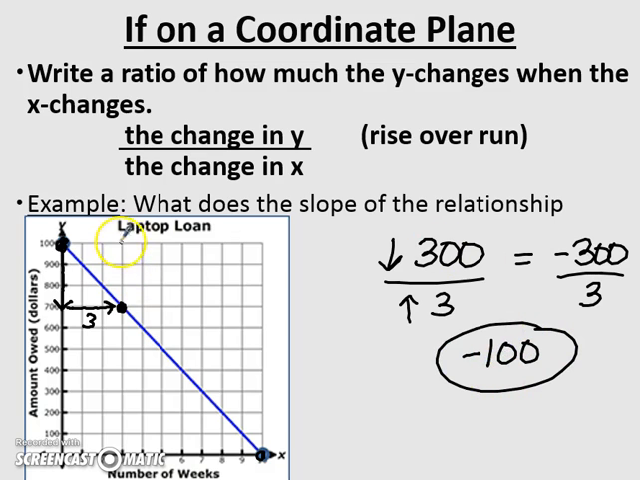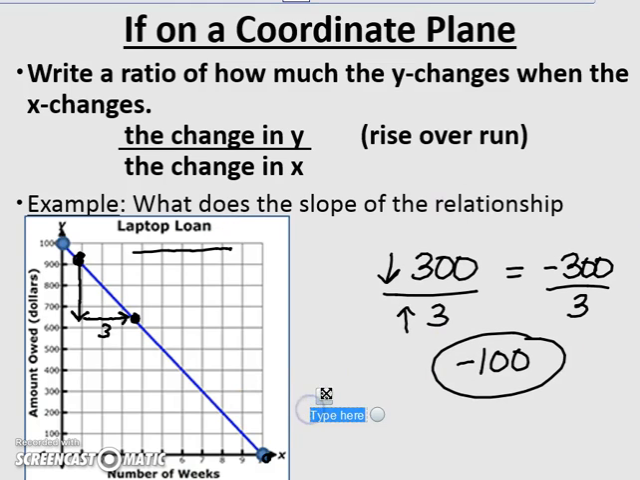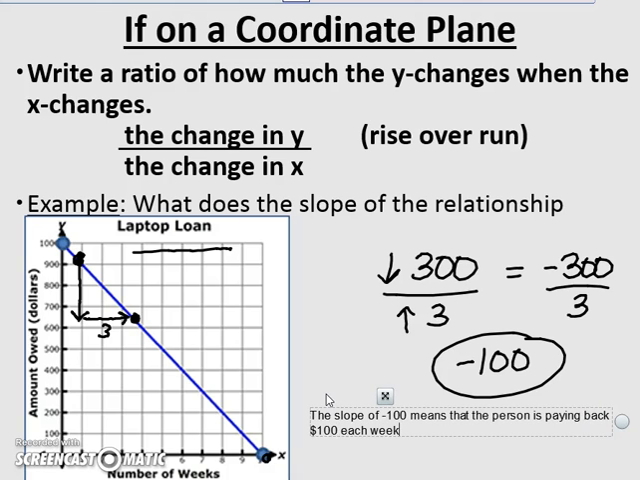Now, this is talking about a laptop loan. So what does the slope mean? So the slope of negative 100 means that the person is paying back $100 each week towards the laptop loan.